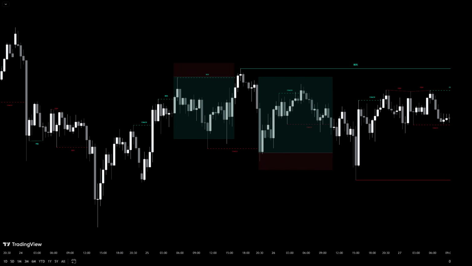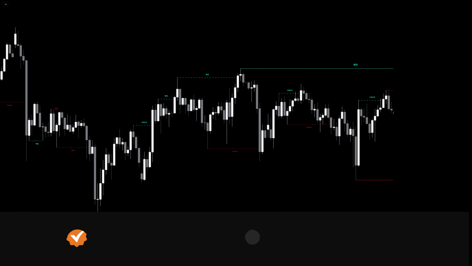If you actually apply these 3 steps, this tool will do the hard lifting for you and automatically find those high probability winning setups.